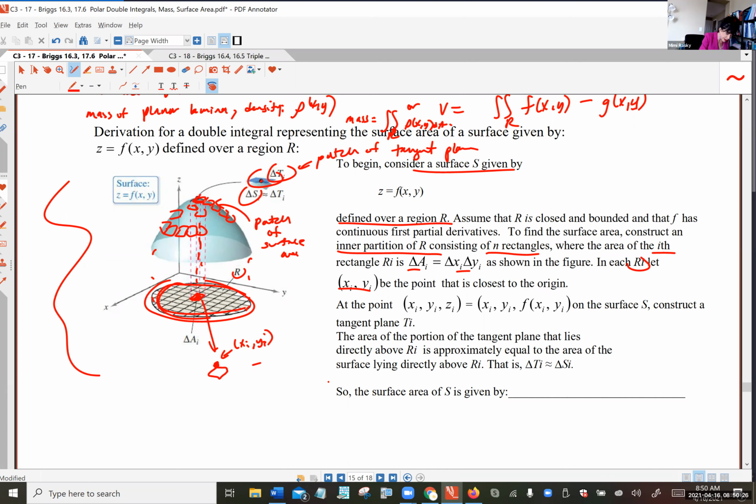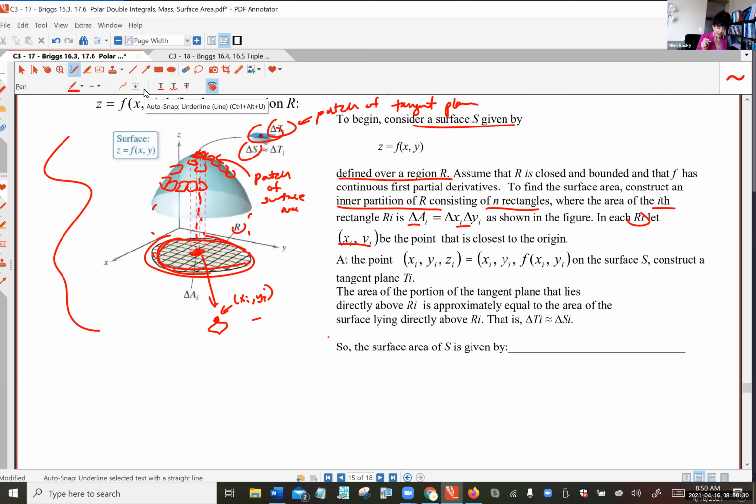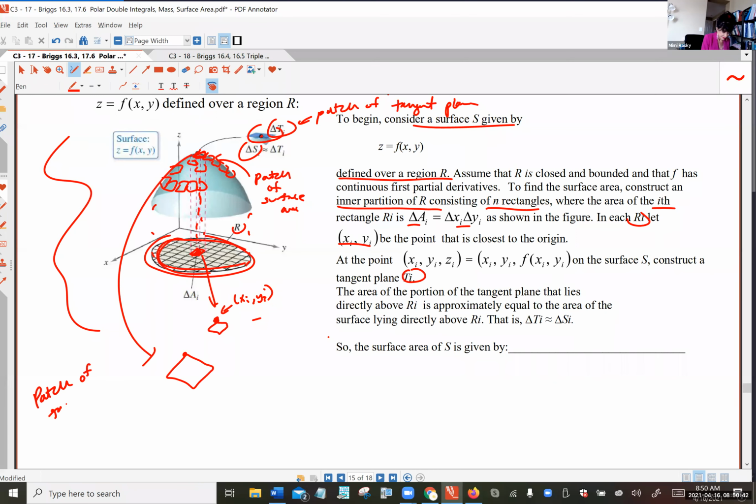And so up here, when you're looking at a little patch of tangent plane, T sub i, if I blow it up, here it is. This is a patch of tangent plane blown up. We're going to find the area of this tangent plane patch, and it's a parallelogram. And I claim you guys know how to find areas of parallelograms. Well, how are we going to do that?